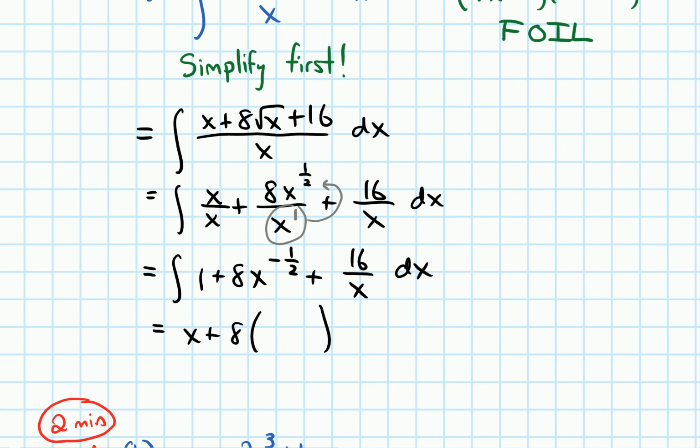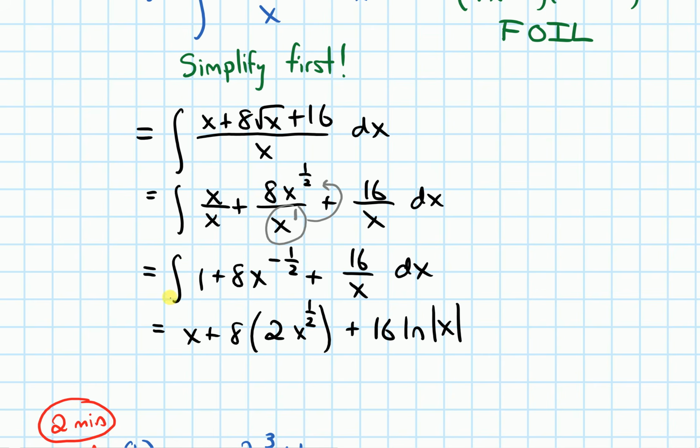So adding 1 to the power, we'll get x to the 1/2. And when I divide by that new power, if I divide by 1/2, that's the same thing as multiplying by the reciprocal, which is 2. And then antiderivative of 16 over x, that is 16 times ln absolute value of x.